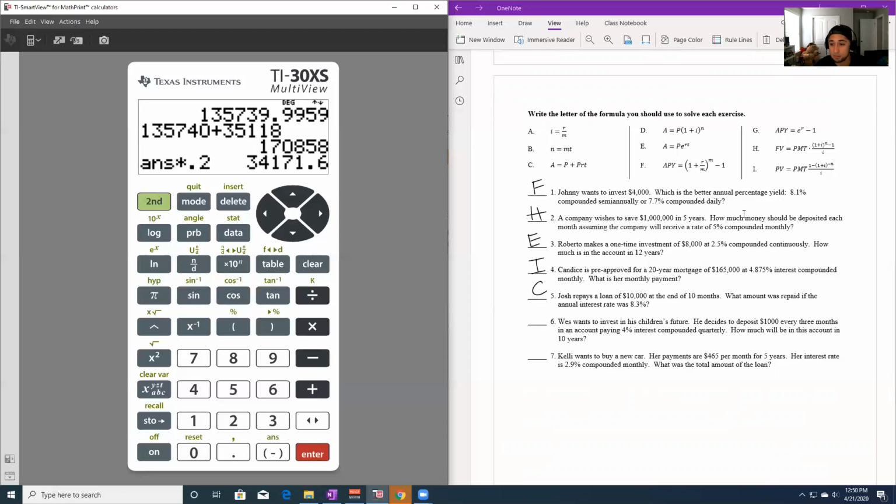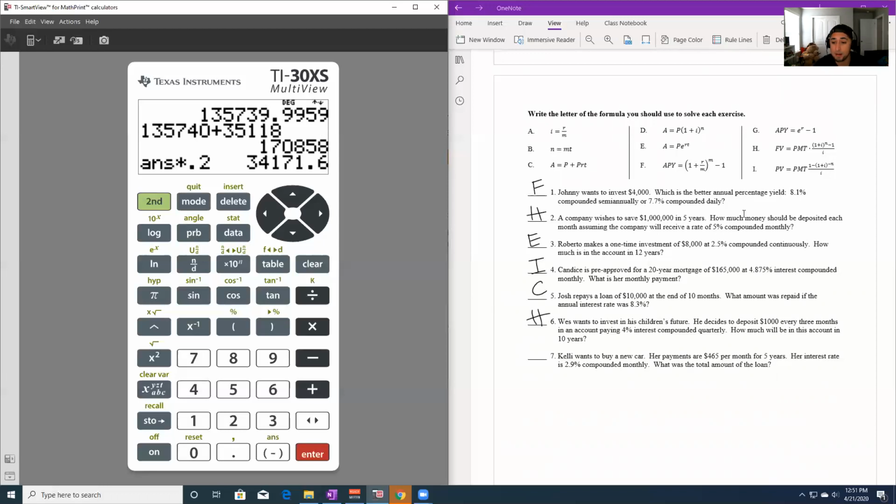Okay. All right. 6, Wes wants to invest in his children's future. He decides to deposit $1,000 every 3 months in an account paying 4% compounded quarterly. How much will be in this account in 10 years? So he's putting a payment of $1,000 in every 3 months. So he wants to know how much will he have in the future. This has to be future value. So H.